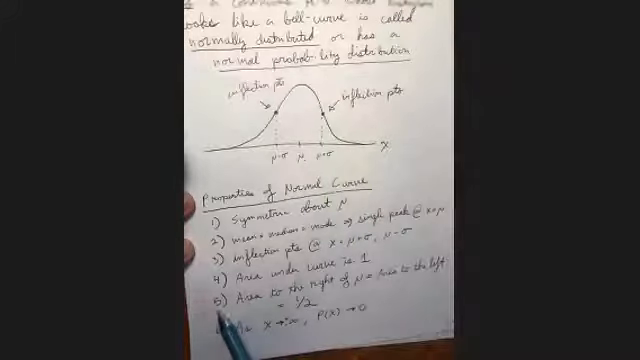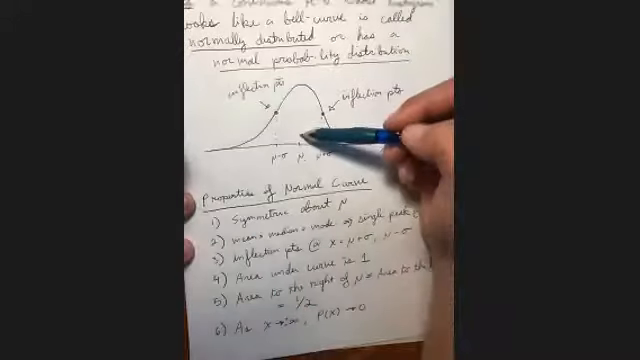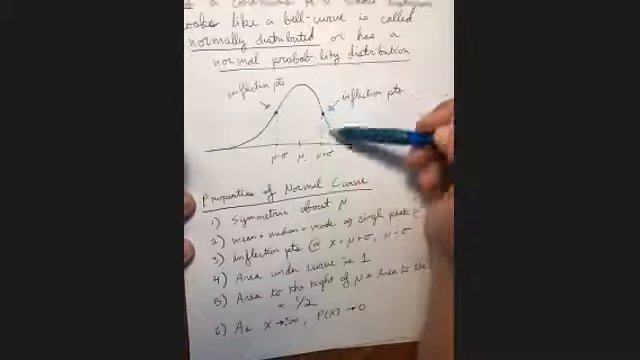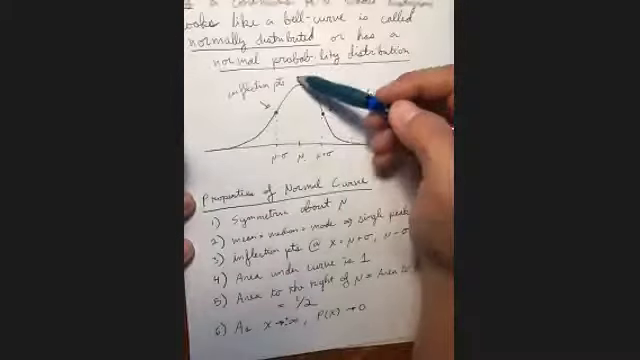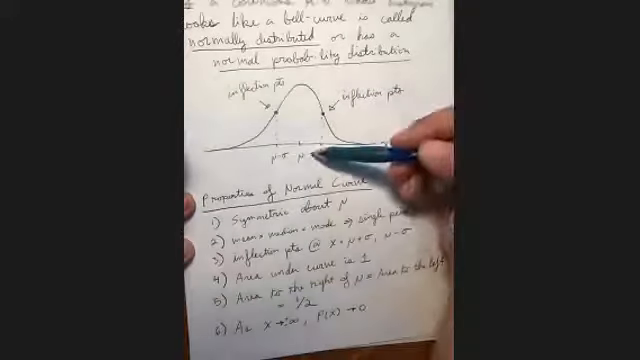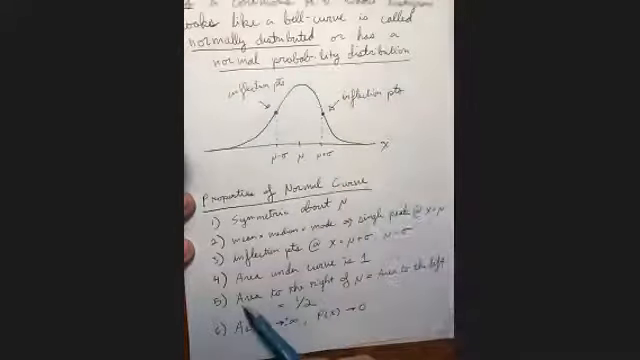The fifth property is that the area to the right of mu must be equal to the area to the left of mu, which of course follows from the fact that we have something that's symmetric. So if we look at the area to the right of mu, that's this area here shaded in, that must be equal to the area to the left of mu. And since mu is equal to the median for a symmetric distribution, we know that those two areas must equal 1/2.